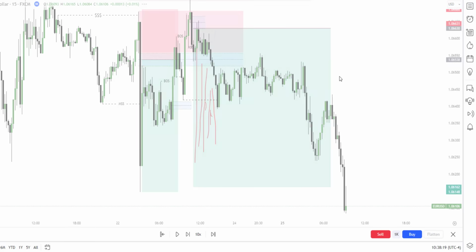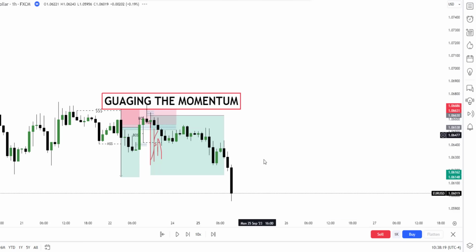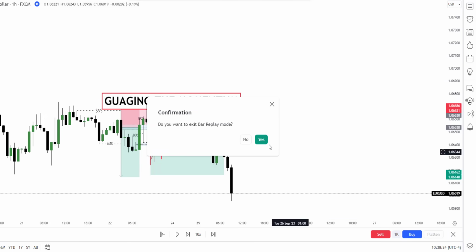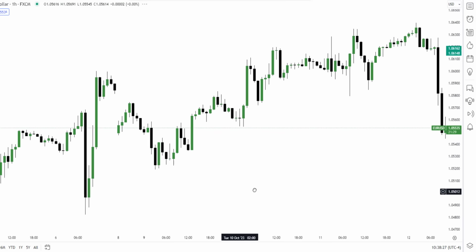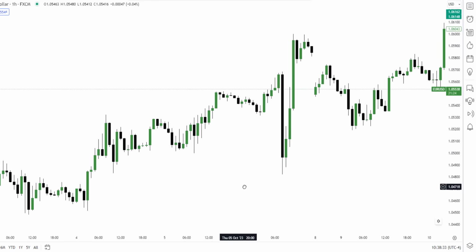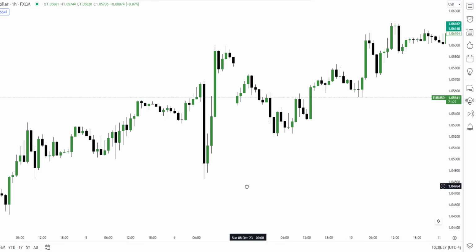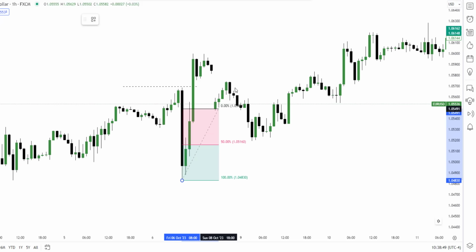Let's do one more example and see. Let me delete everything and have one more example. Gauging the momentum. It's actually super amazing to gauge the momentum of your entry. All right, do we have something similar to that right here? Breaking structure around here. We have a break of structure right up there, a swing high.